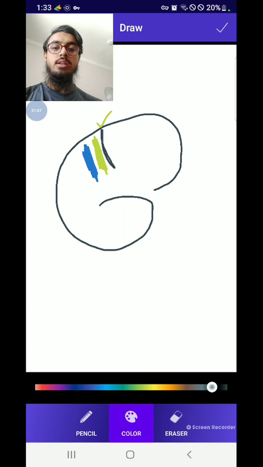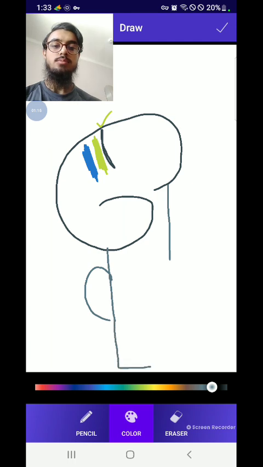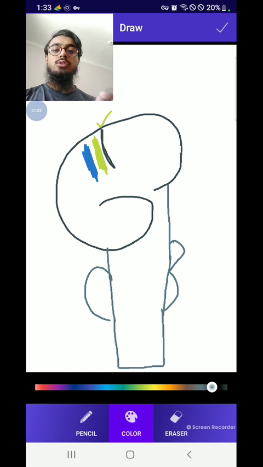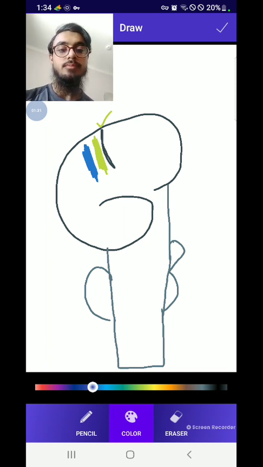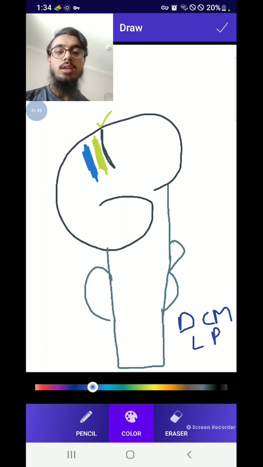So first I draw the other structures. This is the cerebellum, this is the spinal cord. So guys, you remember the pathways of the primary somatosensory area. What are the names of those pathways? The dorsal column medial lemniscus pathway, and the second one is the spinothalamic tract.